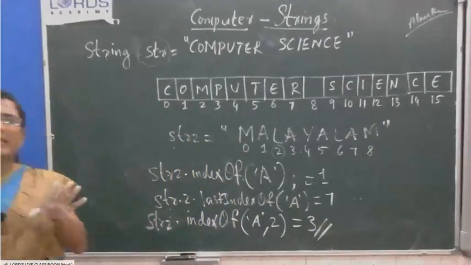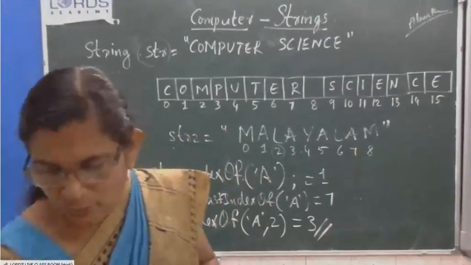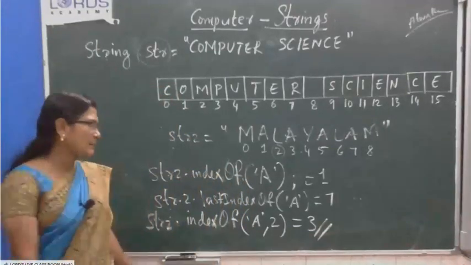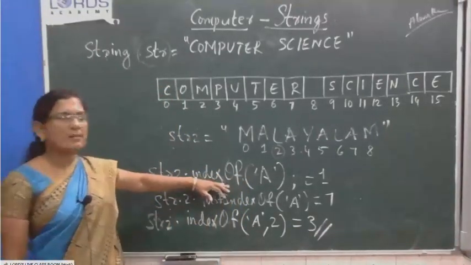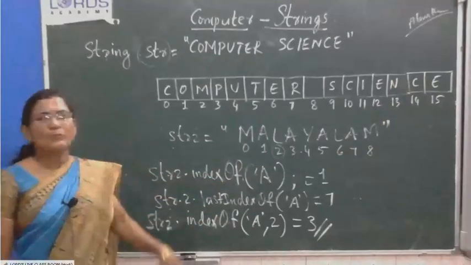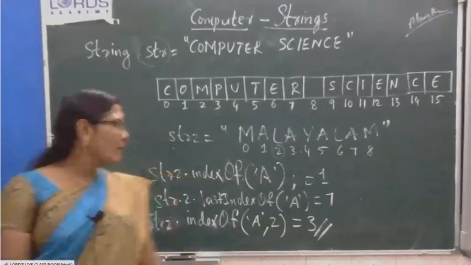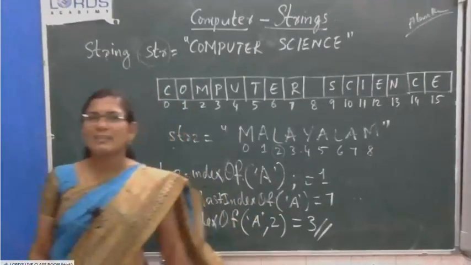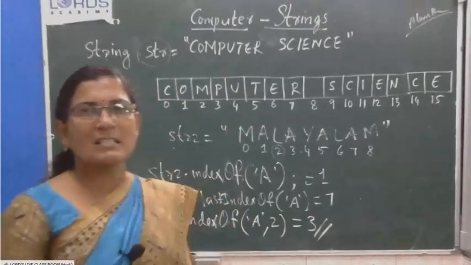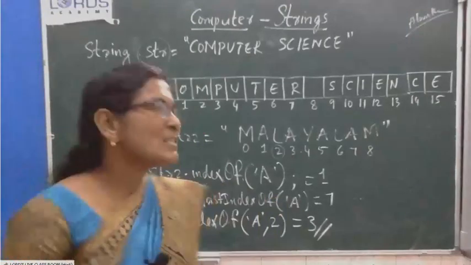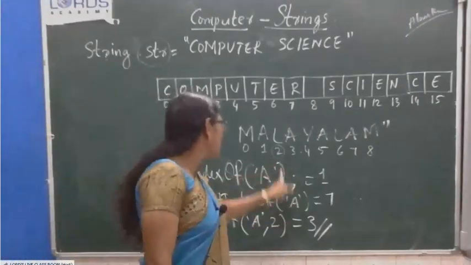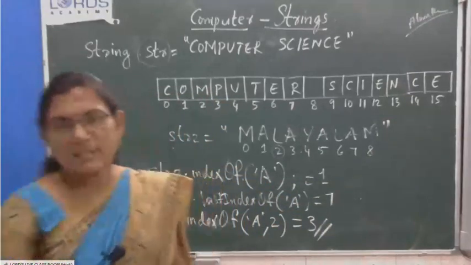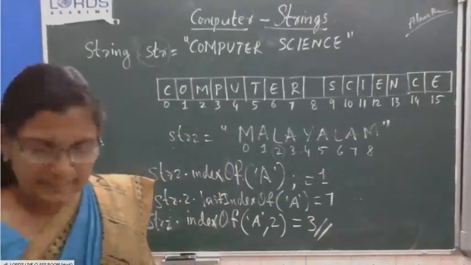So, there are 3 functions which you can use in your program for finding out the index number of a particular character. The first one, the indexOf method, will give you the first occurrence's index number. The second one will give you the last occurrence's index number, and the third one will give you the index number of the character specified, starting from the specified location onwards. Okay. So, these are the indexOf methods.